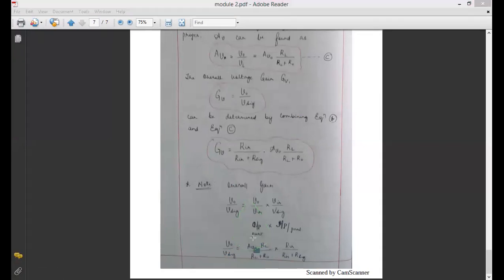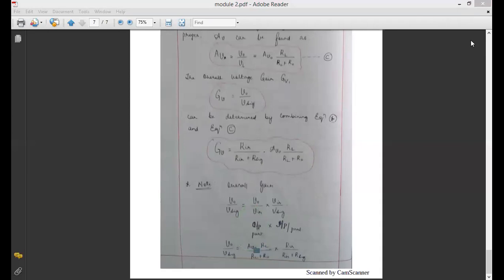So, what are the properties we are discussing? R in, AV naught, R naught, GV, and AV. 5 parameters we are discussing. What are the 5 parameters? Please repeat. Input resistance, output resistance, open circuit voltage gain, then the gain AV, then we are discussing the overall gain GV. Understood up to here? Yes, ma'am. Okay. So now what will we do?